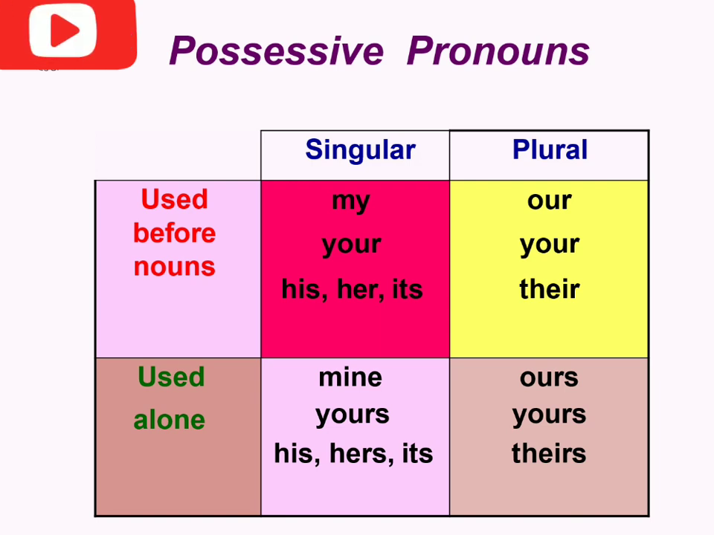If the possessive pronouns are used alone, meaning they are not used with the nouns, in case of singular, we use the possessive pronouns mine, yours, his, hers, its. But in case of plural, we use the possessive pronouns ours, yours, and theirs. So you will keep in mind how these possessive pronouns are used before the nouns, and how they are used alone in a sentence. Plus, you will also keep in mind whether you're talking about singular things or plural things.